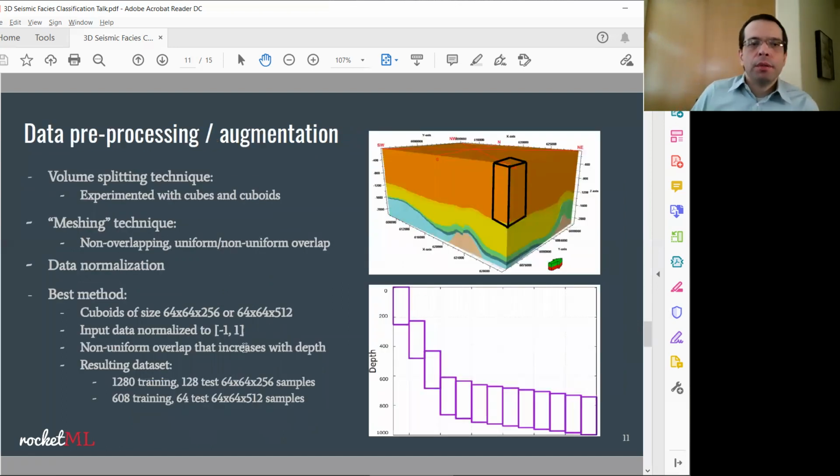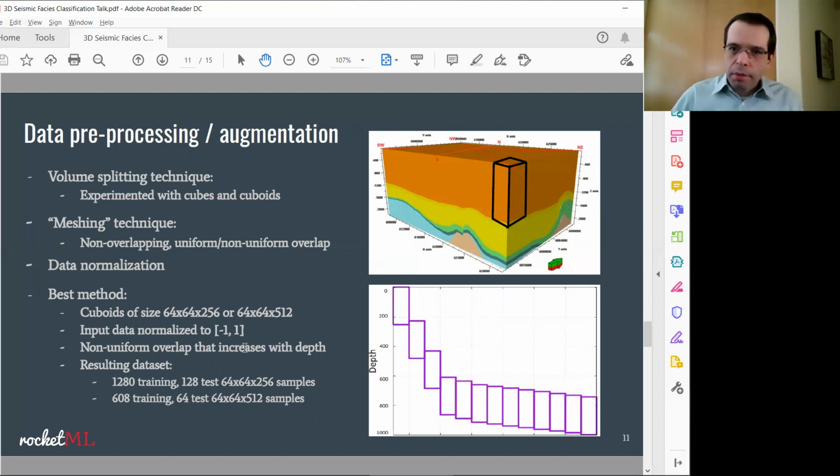So before I show the results, there's a lot of data pre-processing and augmentation options that one has when dealing with problems like these. For instance, how do you split your volume into input samples into the network? Do you take cubes or cuboids? How do you do this splitting? Do you overlap your samples, or do you overlap the cuboids? Do you normalize the data? If so, how, and so on.